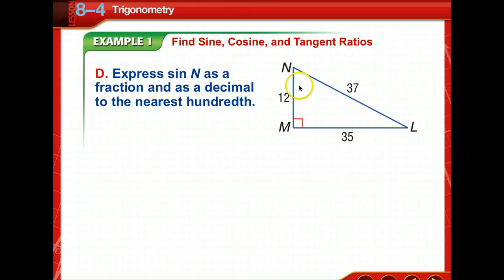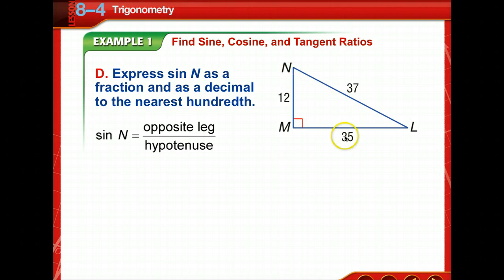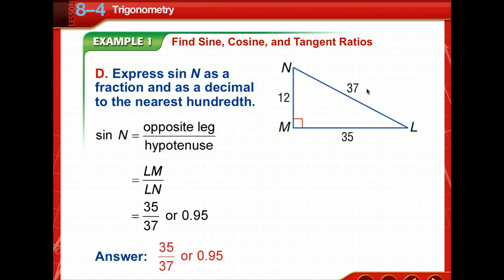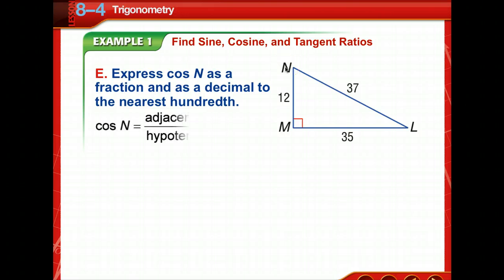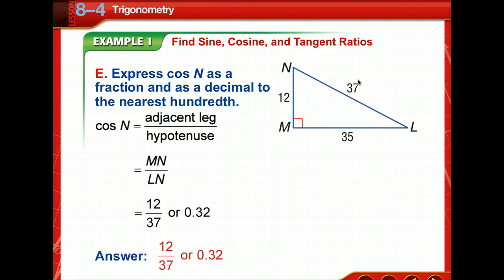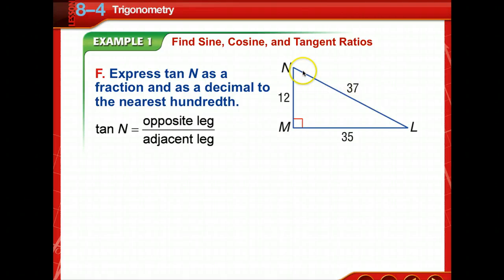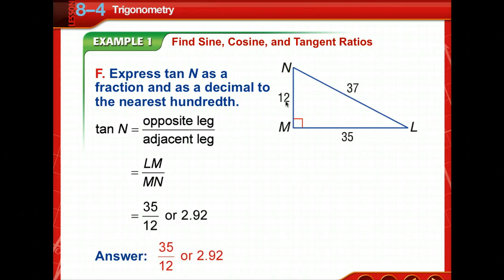Now let's find it for N. Sine of N. Sine is opposite over hypotenuse. 35 over 37. Cosine of N is adjacent over hypotenuse. And then finally we're going to find the tangent of N, and it is the opposite over adjacent. So that was fairly simple, wasn't it? It's just remembering the difference between what makes up sine, cosine, and tangent. So we will work on some little exercises in class on how to remember which ratio goes with which trigonometric term.